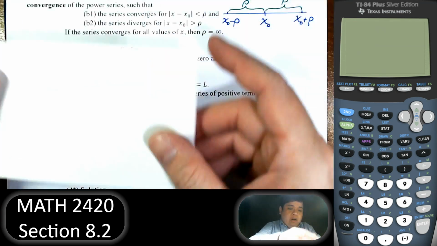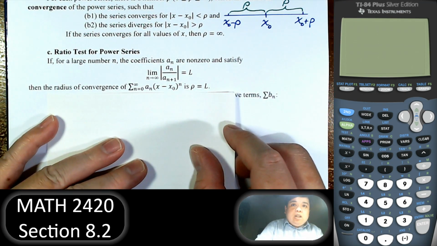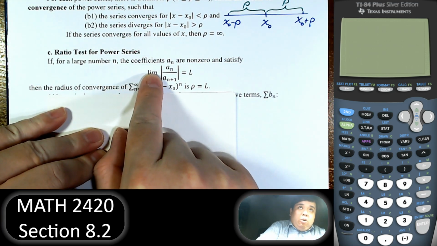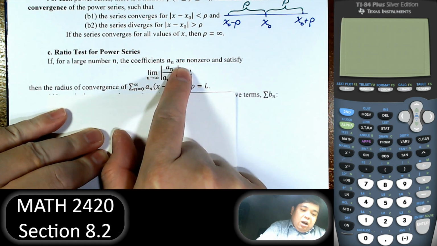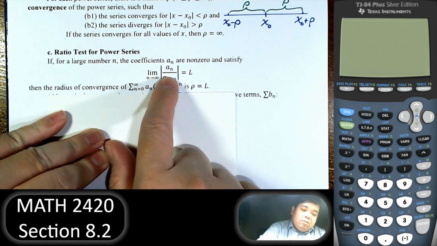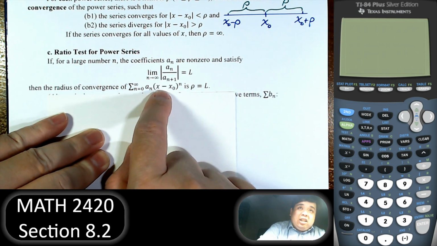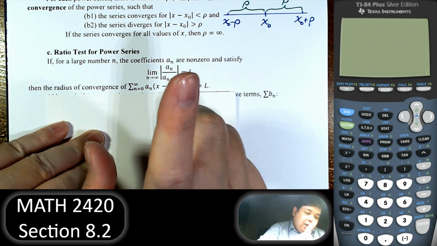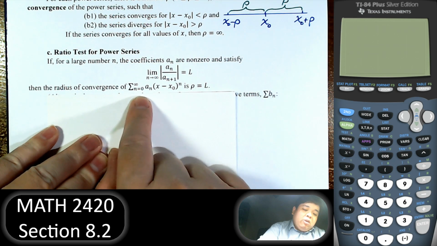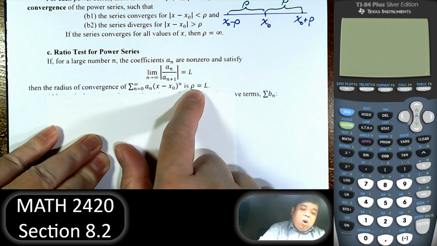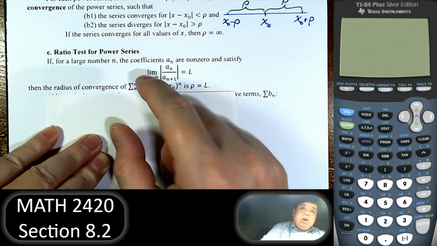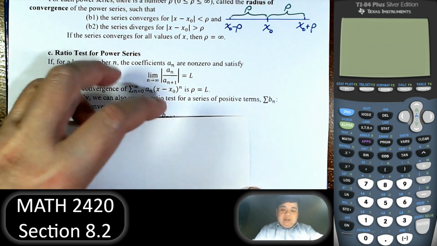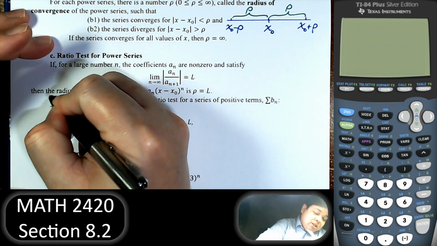Now the ratio test. There are 2 versions of it. Let's look at the first version. If for large n the coefficients a sub n are non-zero and satisfy that the ratio of a sub n divided by a sub n plus 1 has limit L, which is not quite like what we have in calculus 2, then the radius of convergence rho is equal to L. So we just take the ratio of this term divided by the next. That will be the radius of convergence.